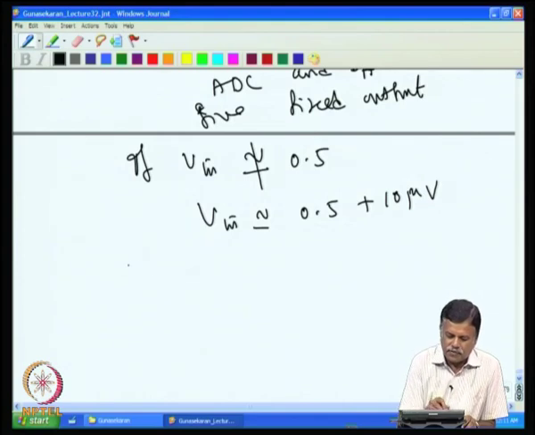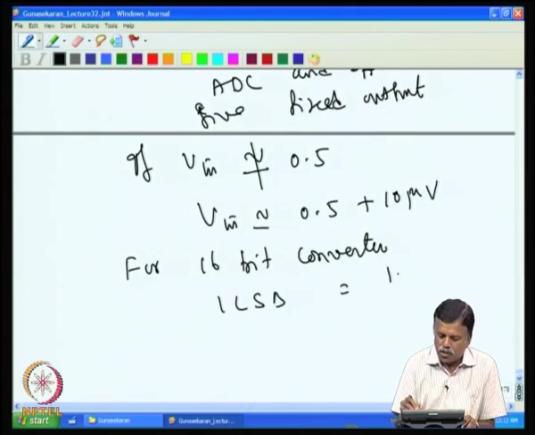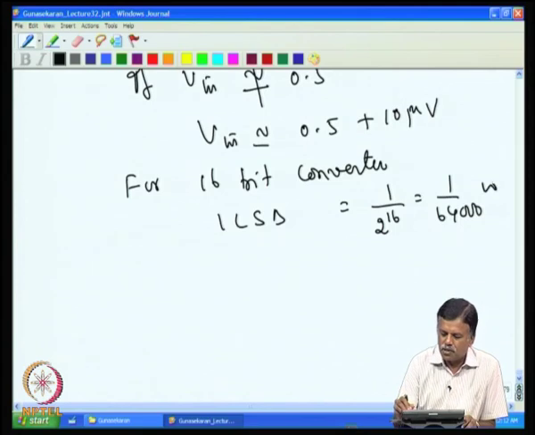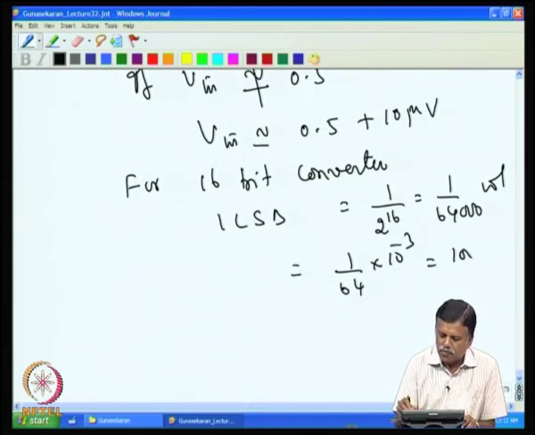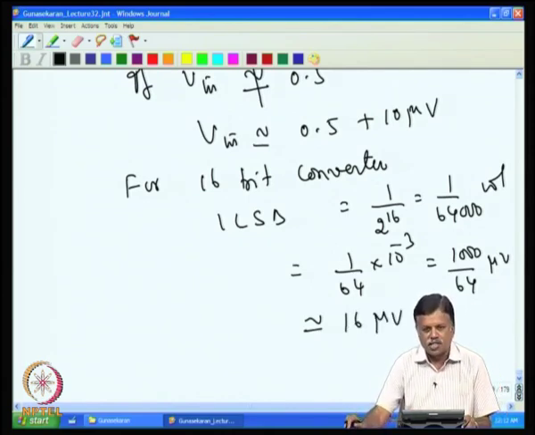For a 16-bit converter, 1 LSB will be equal to 1 by 2 power 16, that is about 1 by 64,000 of a volt, which comes to 1 by 64 millivolt, that is 1000 by 64 microvolt, nearly equal to 16 microvolt. So, 1 LSB is 16 microvolt for a 16-bit converter.